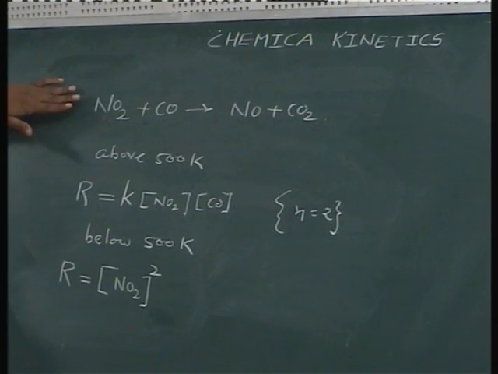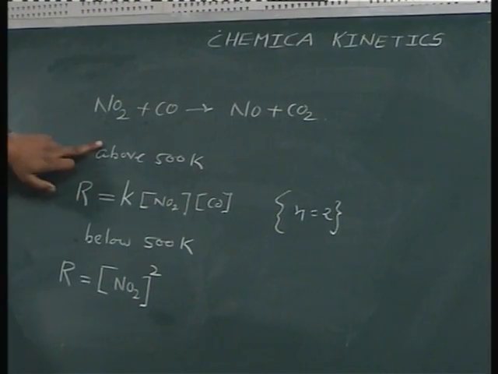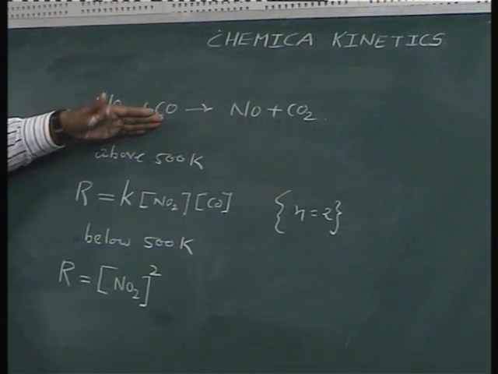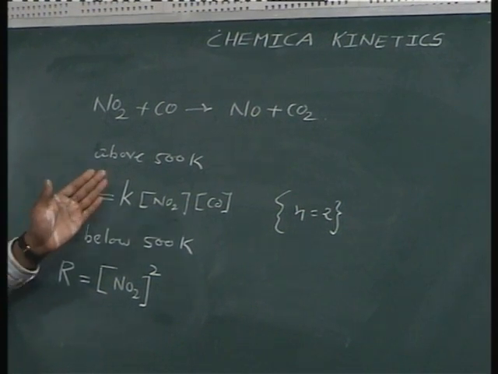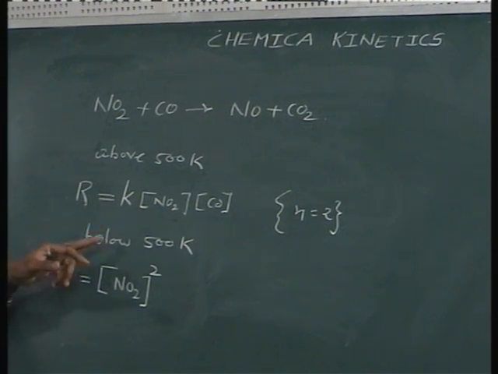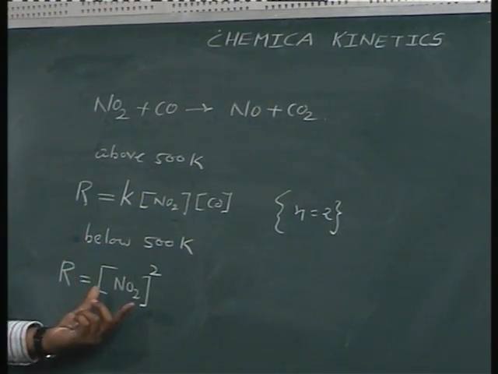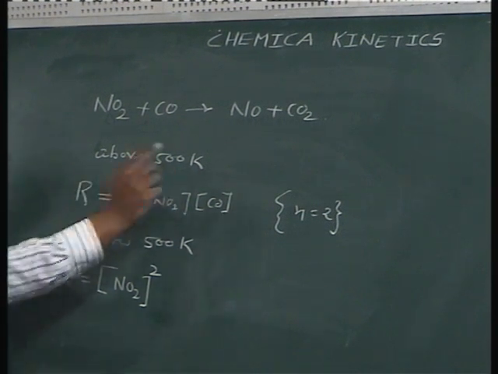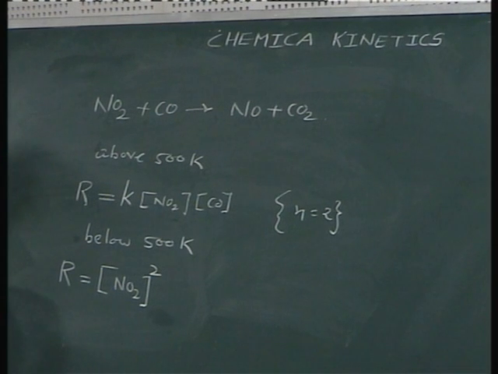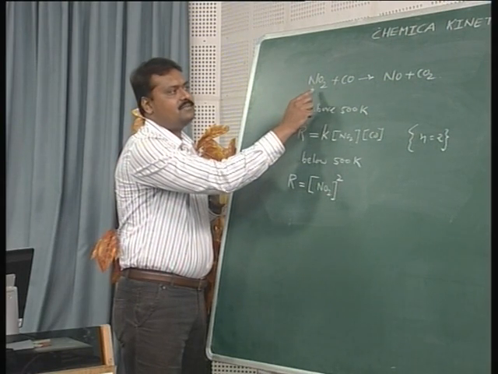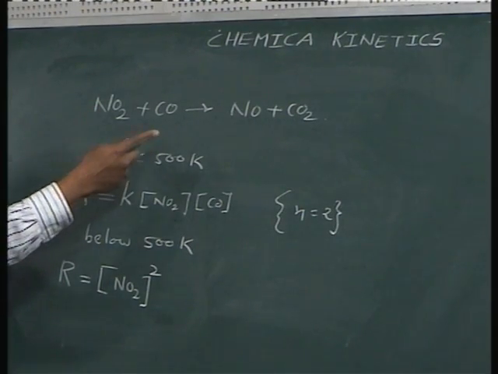So the reaction is the same, but if we change the temperature condition, when the same reaction proceeds above 500 Kelvin, the rate depends on the concentration of both reactants. But if it proceeds below 500 Kelvin, the rate depends on the concentration of one reactant only. So we can say that above 500 Kelvin, this reaction is an elementary reaction, that is a single step reaction in which there is transfer of an oxygen atom from one molecule to another molecule.